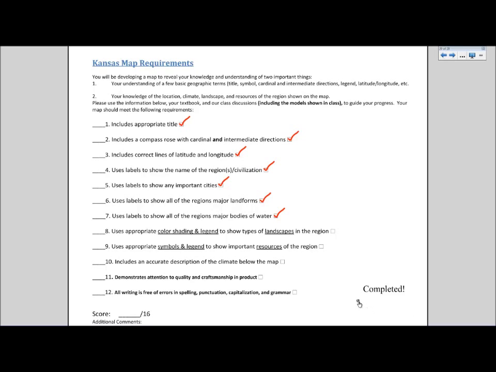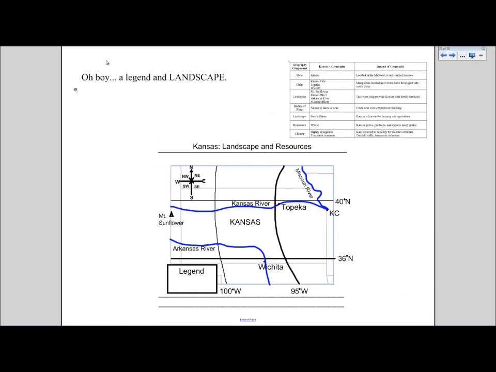All right, turn your page over and check off that task. It is complete. Can I get a volunteer to read our next task? Numbers 8 and 9 on the map are going to be the most difficult ones. Both of them require you to use a legend, so we'll need to start by drawing a legend. Number 8 tells us to use appropriate color shading, which means this is the first time you'll need your colored pencils. We'll be using colored pencils to show the types of landscapes in Kansas. Remember, the landscape is the type of land that's scattered around. Is it rocky? Is it hilly? Is it mountainous? That's what we'll be using to show landscape.